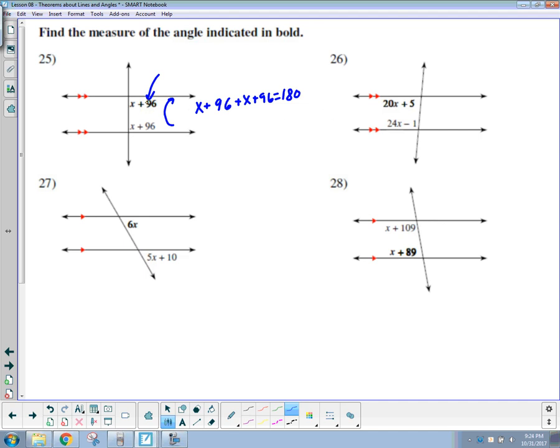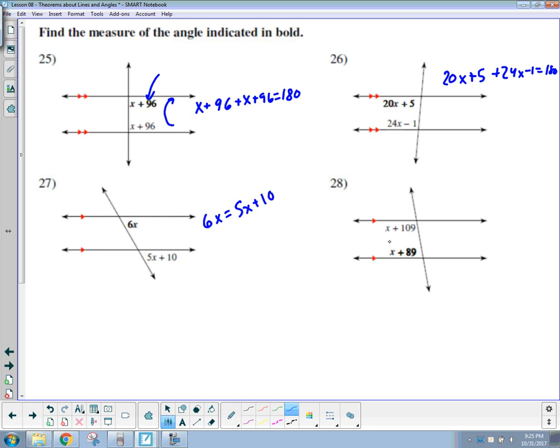Again, same thing for 26, consecutive interior angles. Whoopsie daisy, I'm supposed to be adding. Plus 24x minus 1 equals 180. That's so tiny. Again, combine like terms, then solve. These are corresponding, so 6x equals 5x plus 10. Then solve. And don't forget we're looking for 6x, so make sure you get your final answer.